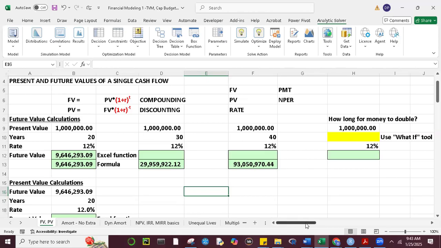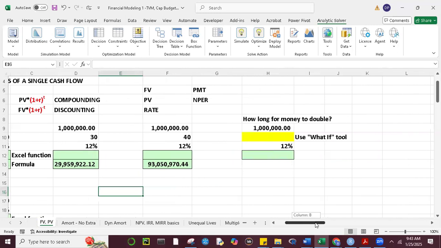Okay, so I'd like us to answer this question. If you have the same amount, 1 million, at a rate of 12%, how long will it take for money to double?